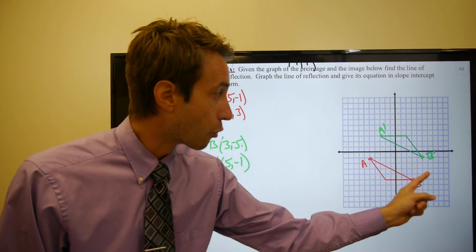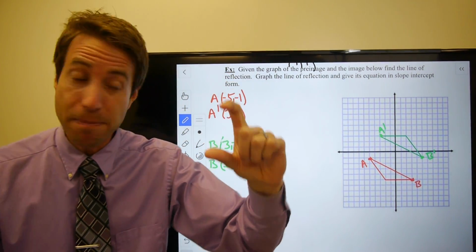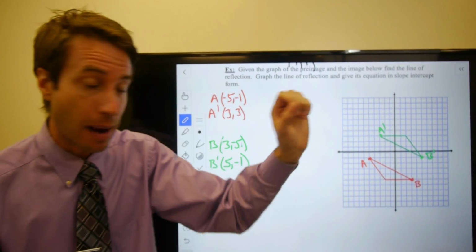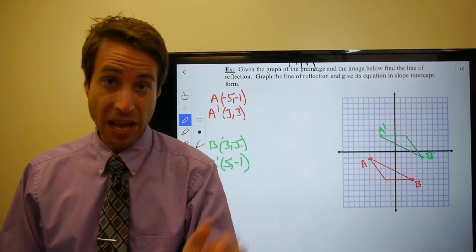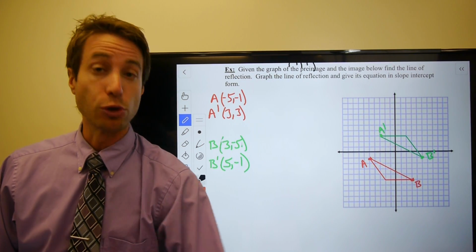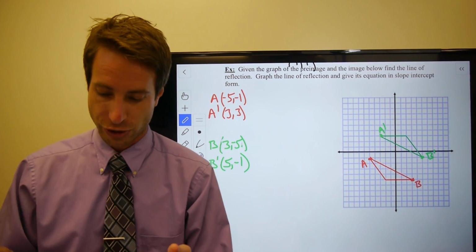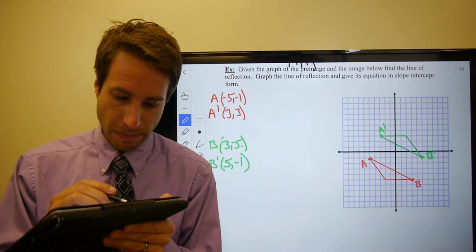Again, I'm looking for the midpoint, right? What is the midpoint between A and A prime? What is the midpoint between B and B prime? If I can find the midpoint, draw my line through those 2 points, I have my line of reflection. So here we go, midpoint.